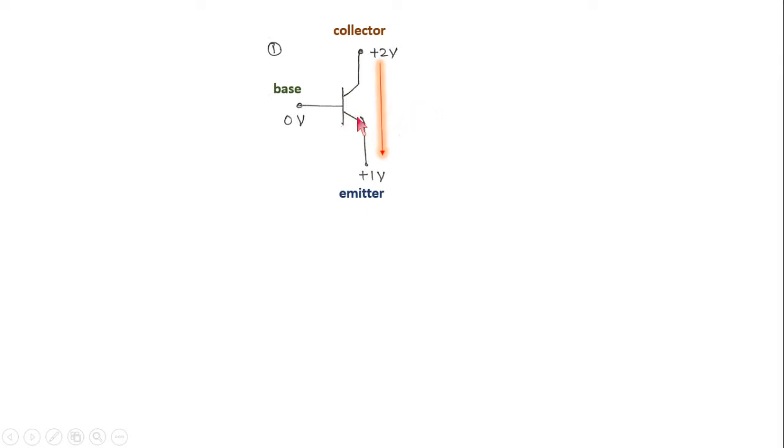Another way to find out whether it is NPN or PNP: if the arrow is outward from the device, it means NPN. If the arrow is inward to the device, that is PNP. Two ways, but it is easier to see the direction of current, collector to emitter. So this is NPN. Let's move to the solution part.